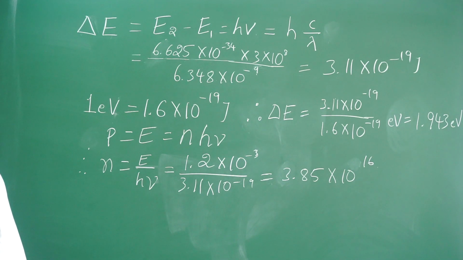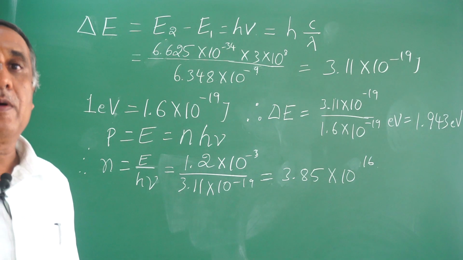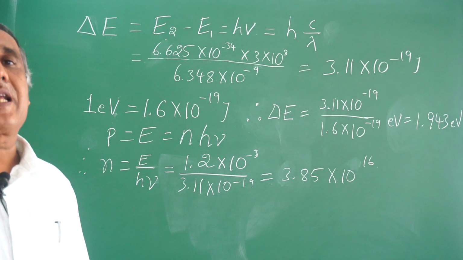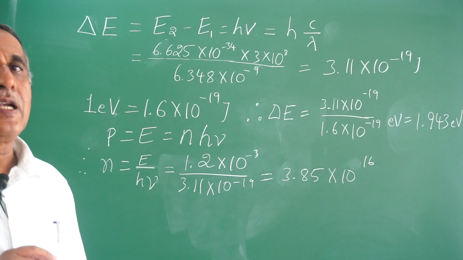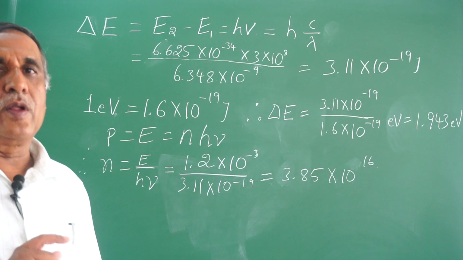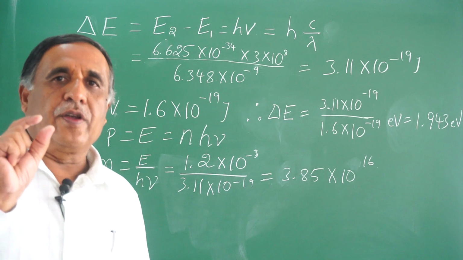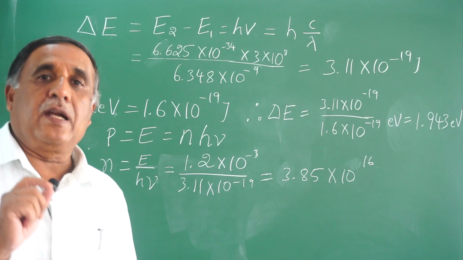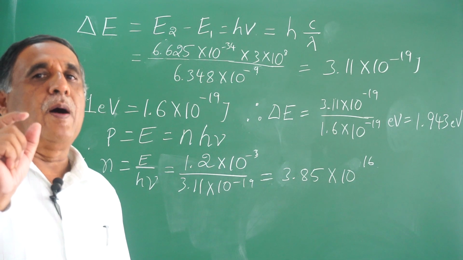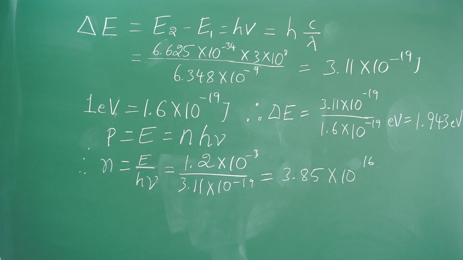Energy by time gives power. If n is the number of photons emitted per second, then time is equal to 1 second. So, P equals E, that is equal to n h nu. h nu is the energy of each photon. If n is the number of photons emitted per second, then the power is given by n h nu. You are asked to calculate the number of photons emitted per second.